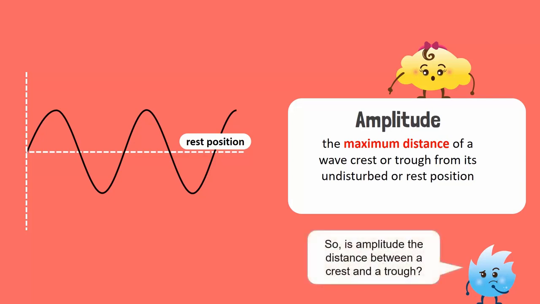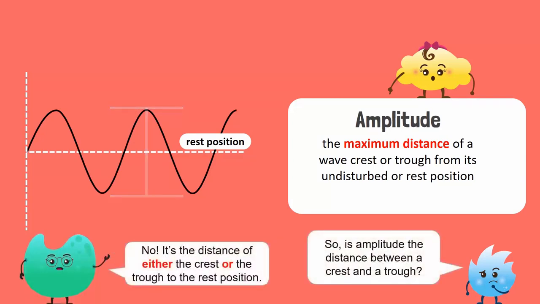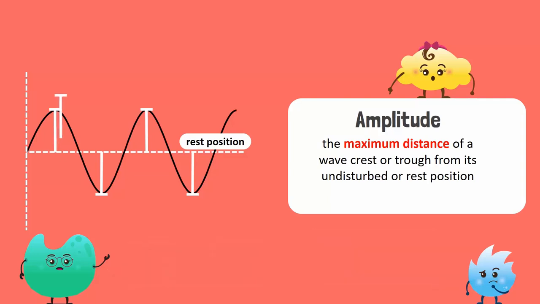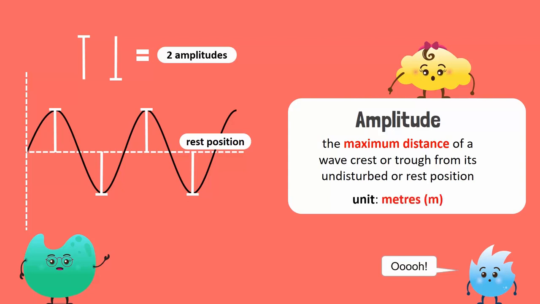So, is amplitude the distance between a crest and a trough? No, it is the distance of either the crest to the rest position or the trough to the rest position. Therefore, the vertical distance between a crest and a trough is in fact equal to two amplitudes. The amplitude of a wave is measured in meter, m.